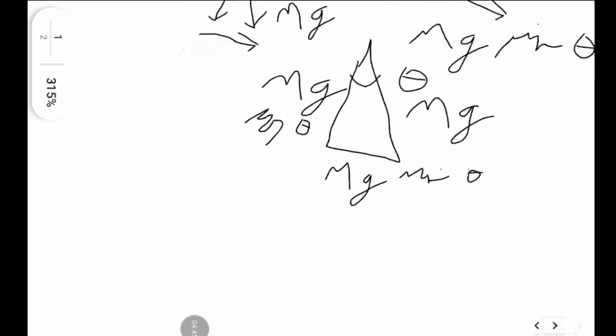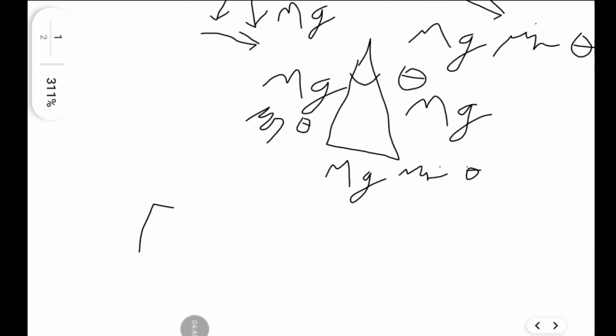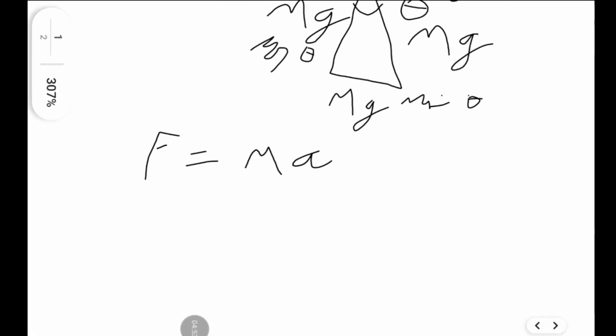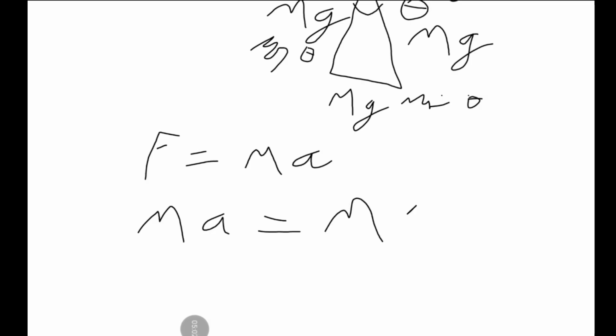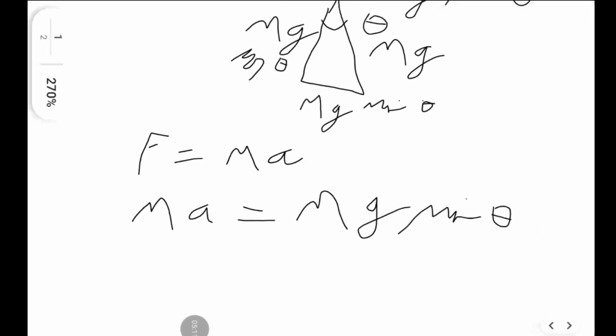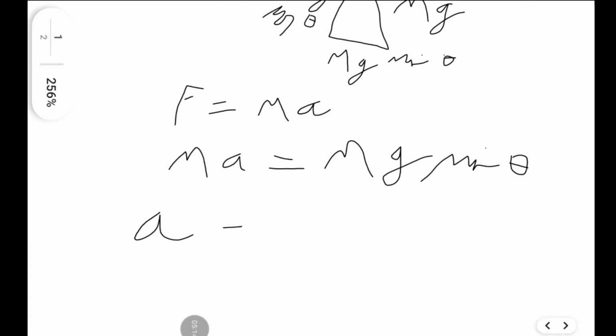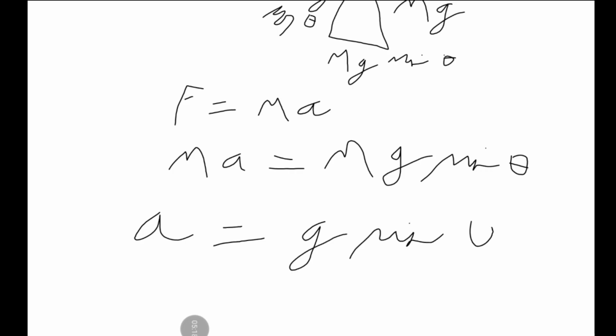Anyway, in terms of actually defining the equation of motion, we know that F equals mass times by acceleration, Newton's law. So therefore, mass times by acceleration is equal to mg sine of theta in that direction, along the plane. And when you cancel that out, you simply get acceleration is equal to g sine of theta.